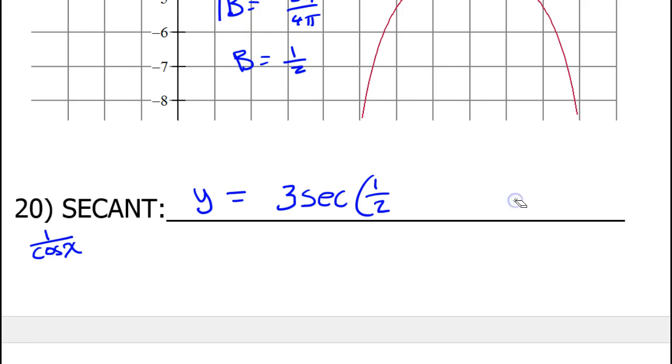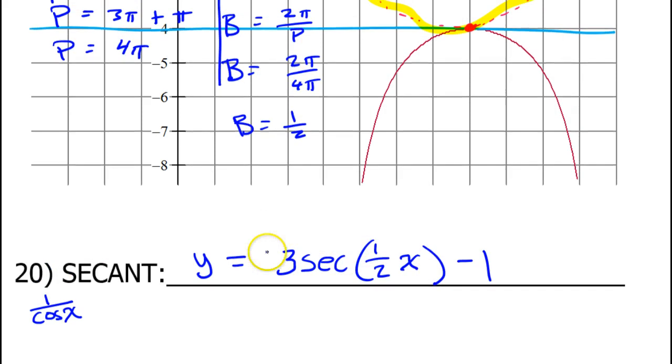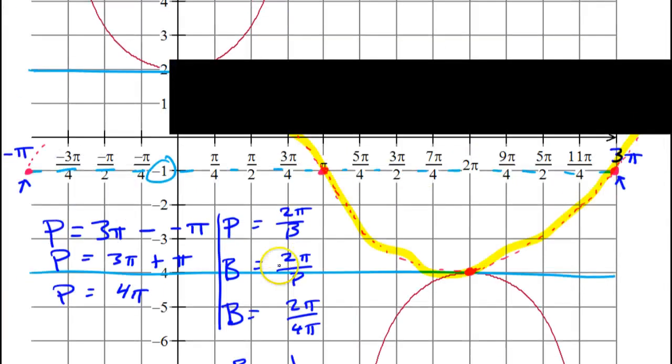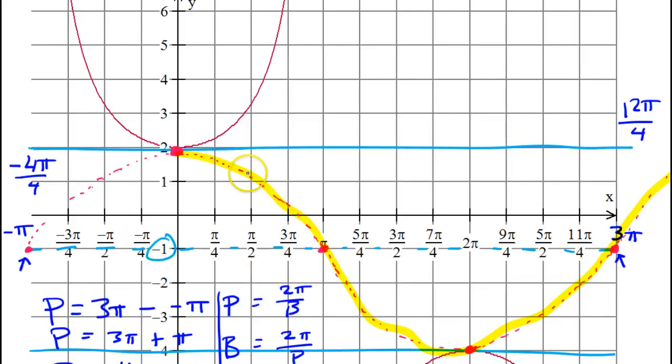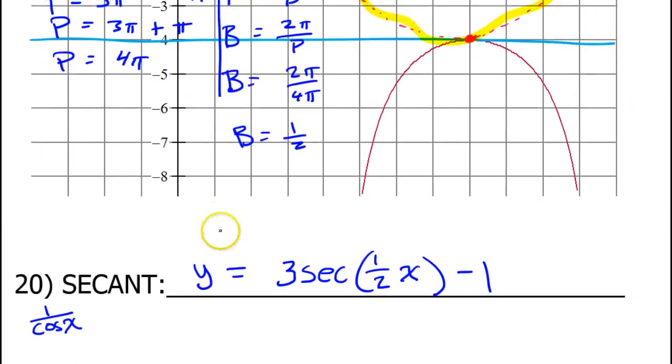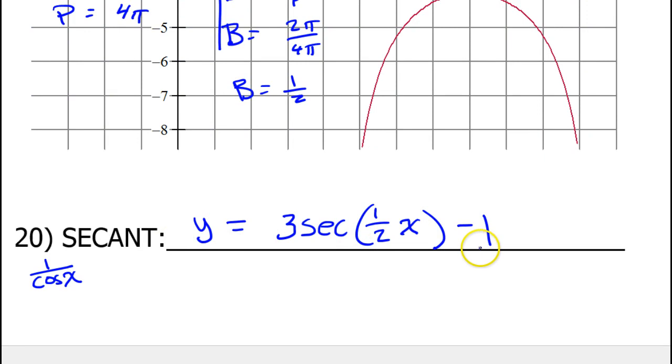So let me clean this up a little bit. So I could just have 1/2 x minus 1. No phase shift required. And this is a positive version of a cosine function, it's upward turning, so I don't need a negative sign either. So that means this is the final answer for number 20.